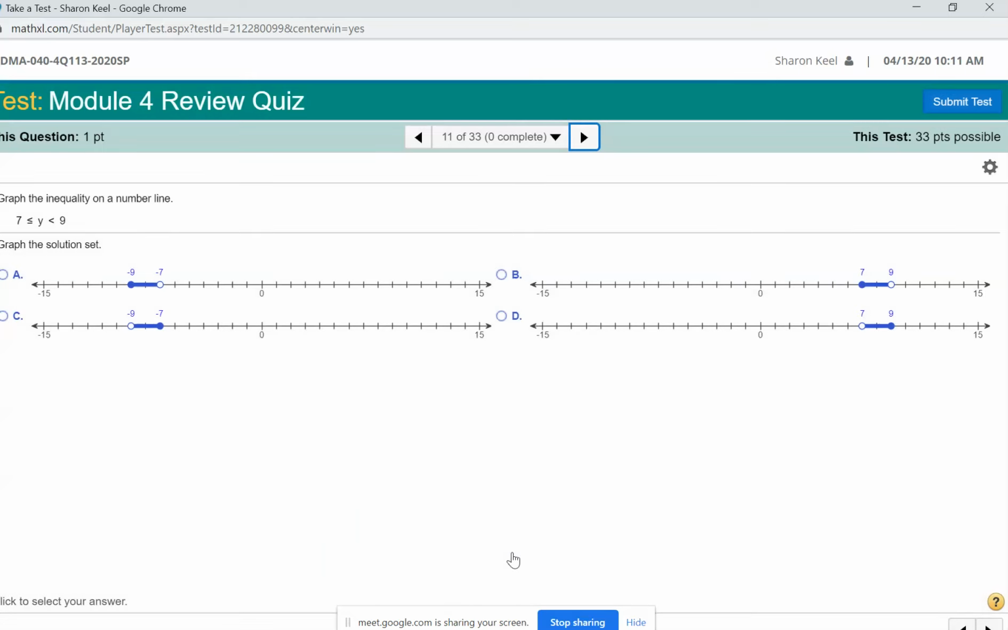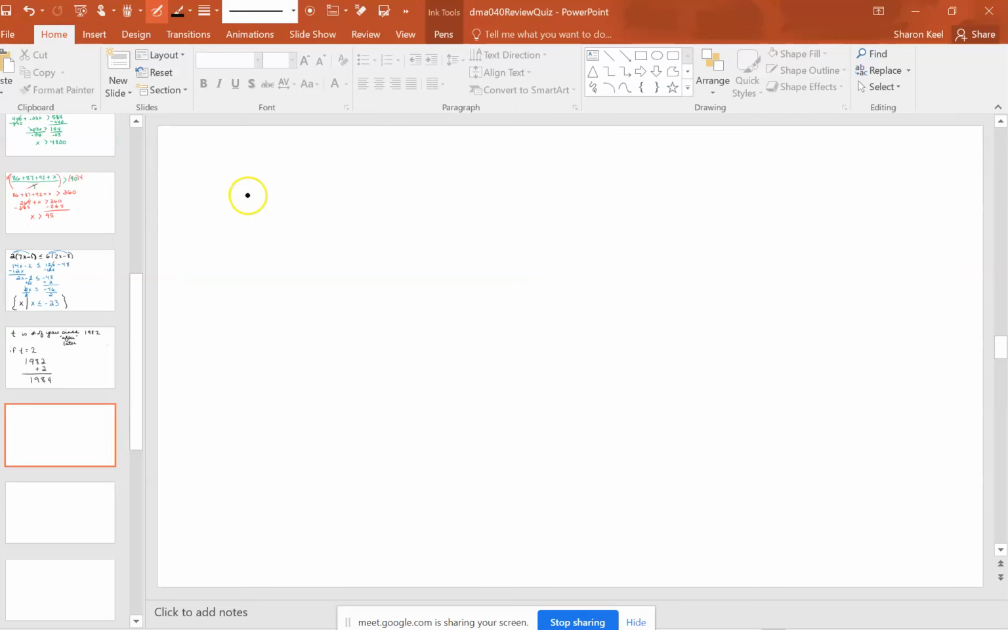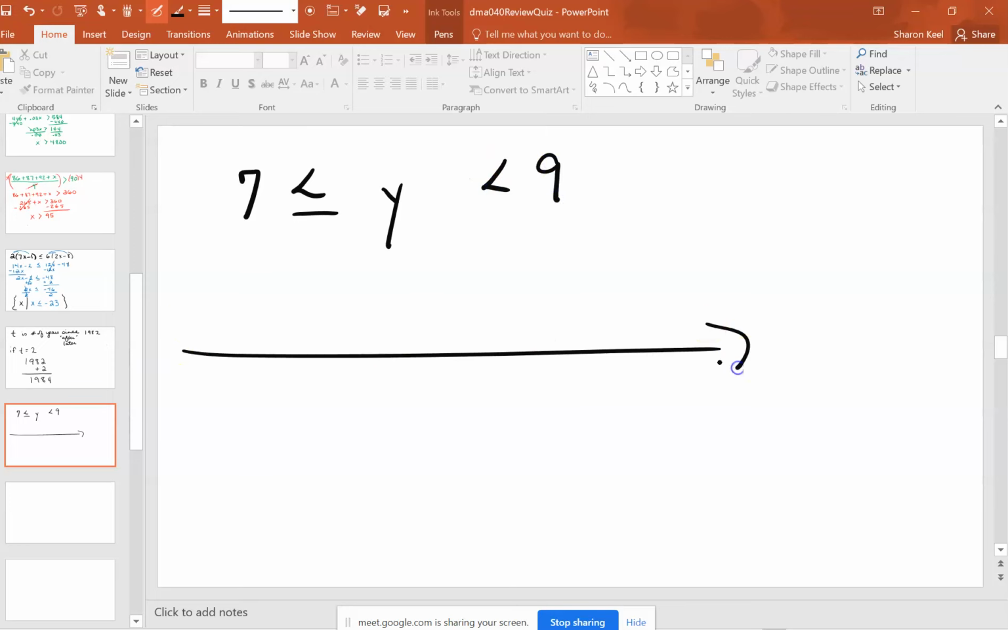Graph the inequality on the number line. We have 7 is less than or equal to y, which is less than 9. What we need to pay attention to here on a number line, here's our 0, 1, 2, 3, 4, 5, 6, 7, 8, 9.